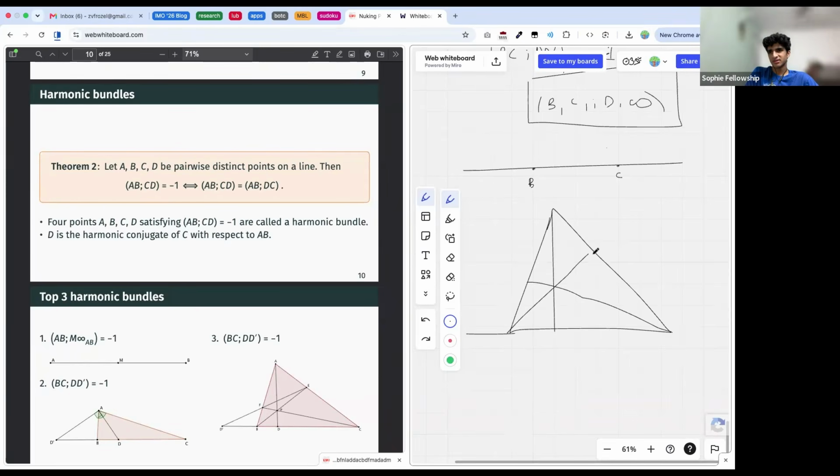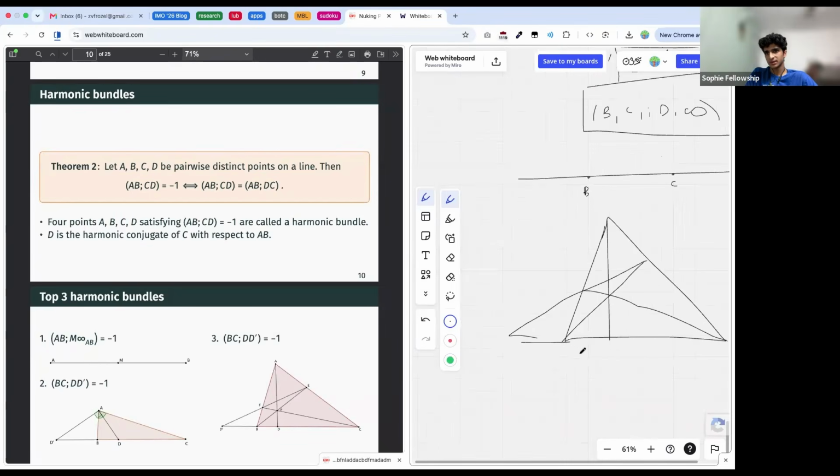Now this is the first non-trivial thing to prove that it's -1, but we can anyway take a shot at it. B, C, D, and D prime. Can we prove that (B, C; D, D prime) is -1?